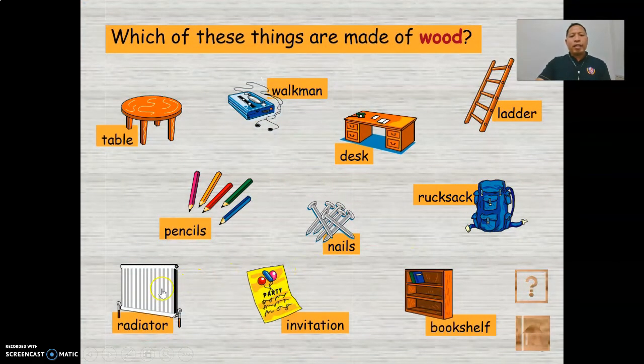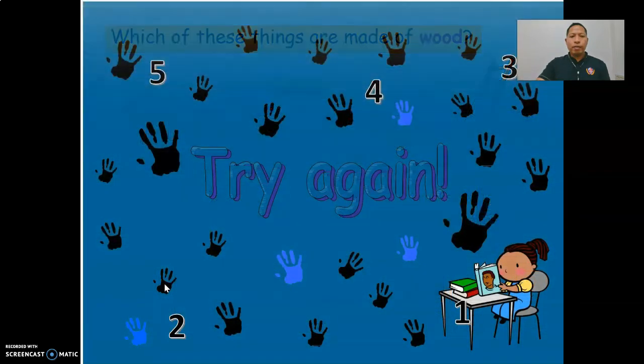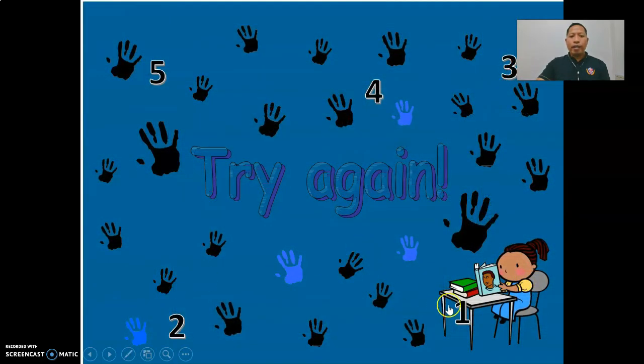Next. How about radiator? A radiator is an object that can be seen in the car. You put water in it. So, let's answer. Is it yes or no? Made of wood. 3, 2, 1, go. Okay, next.